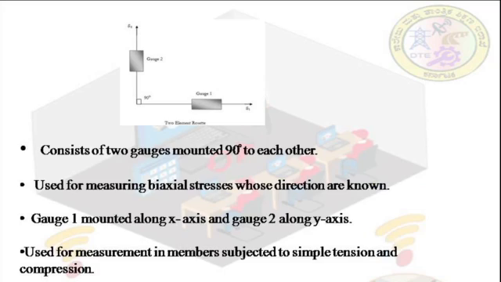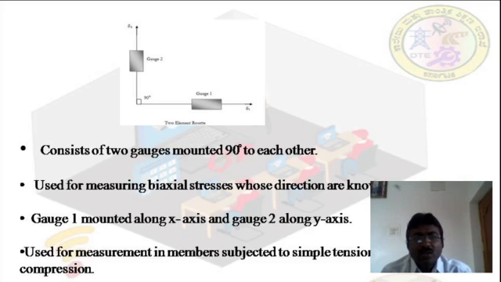You can see in the figure the gauge 1 is mounted along x-axis and gauge 2 is mounted along y-axis. So the gauge 1 will measure the strain along the x-axis and gauge 2 will measure the strain along the y-axis. The readings of these two strain gauges are taken to calculate the principal stress.